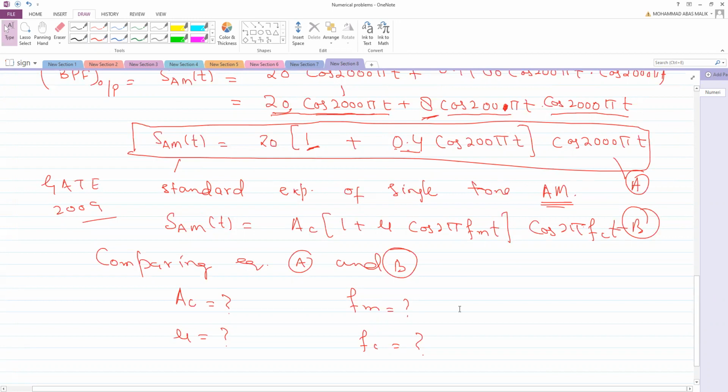Tell me the value, sir. Ac is 20. Very well done. Mu is, tell me. Ac is 20. Mu is 0.4, right? Okay. 0.4 means what? Mu value is between 0 and 1. That means this is under modulation. This is not over modulation, this comes under modulation, and that's fine with us because this envelope will be preserved.